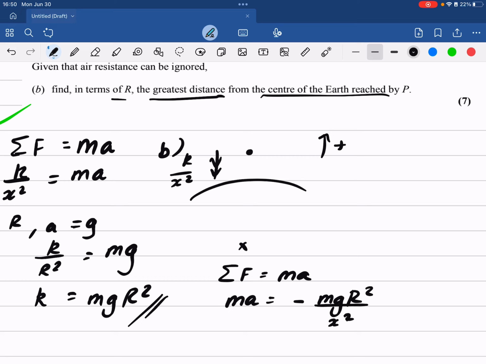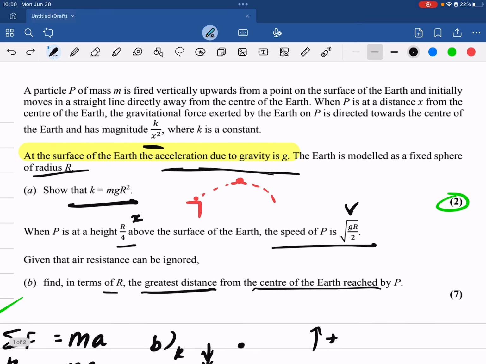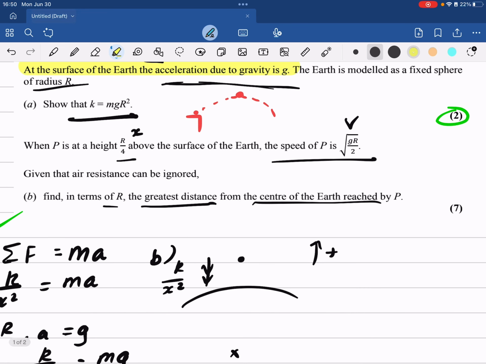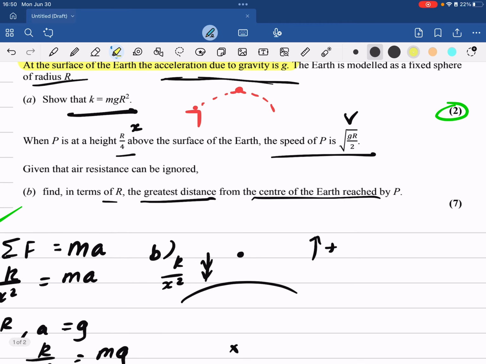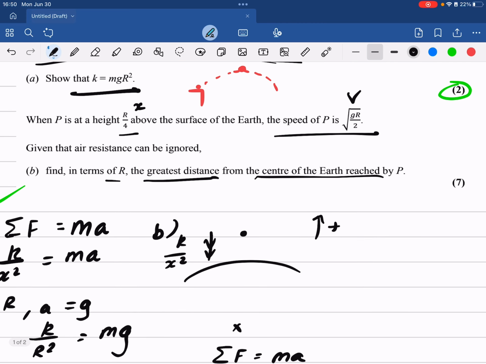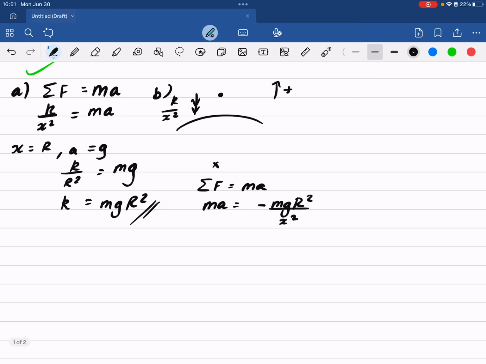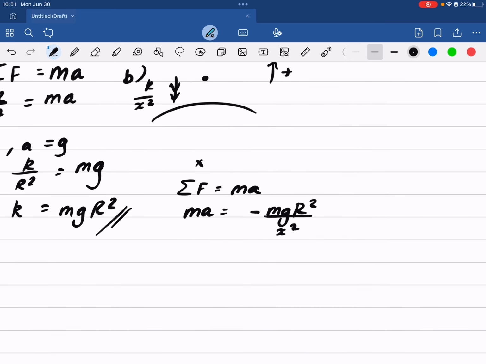So before I continue, I'd just like to reiterate why there's a negative sign here and why it's so important. It's because we've been told over here, the gravitational force is directed towards the center of the Earth, and we've defined the upwards to be positive. If I did the opposite, if I said downwards is positive, this negative sign would just be over here. It's the same thing. One just needs to be negative because of the direction of the gravitational force.